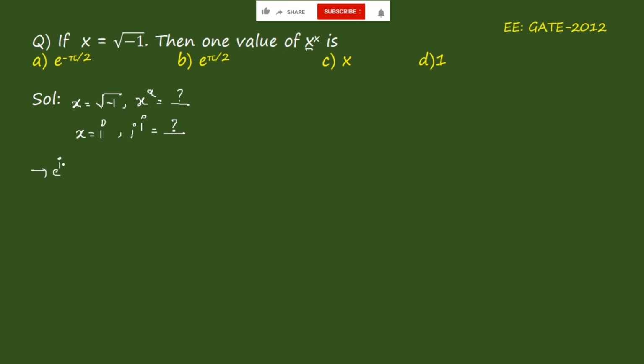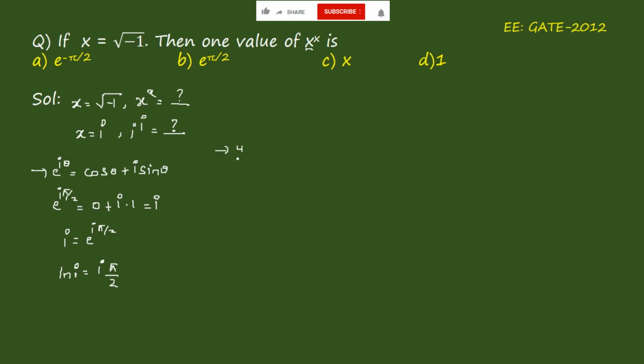The general thing that we know is e to the power i theta is equal to cos theta plus i sin theta, right? Now we have to get the value of i only, so we consider e to the power i pi by 2. Then we get cos pi by 2 is nothing but 0, plus i sin pi by 2 is 1, so it gives 1, which is equal to i. So we can consider i is equal to e to the power i pi by 2, right? When you apply log on both sides, then log of i is equal to i pi by 2, right?